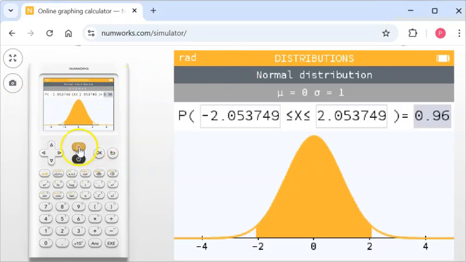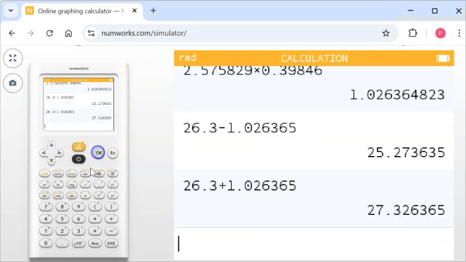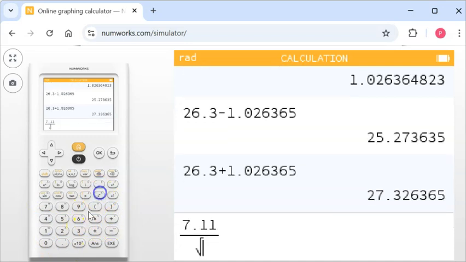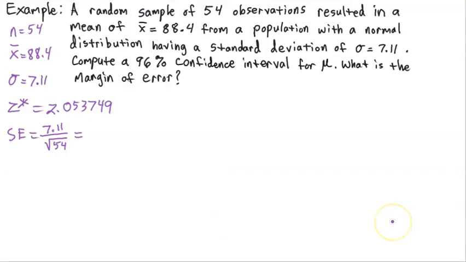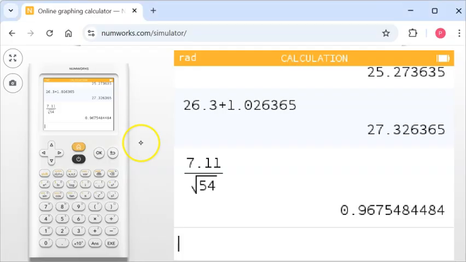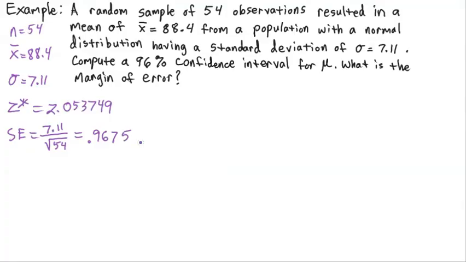So we'll go to the calculator. We'll do 7.11 divided by the square root of 54. We'll go to 6 decimal places here. 0.967548. Okay, good. That's step 1.